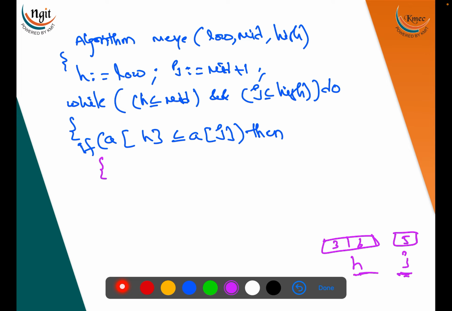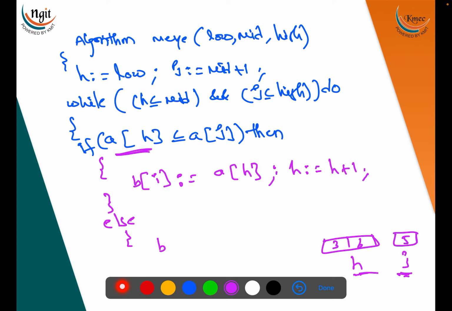Now when I compare these two elements, which element will fall into the other array? That is B of I is equal to A of H. Whichever element seems to be lesser will be placed into the new array. Now H is equal to H plus 1. Now the else part: if it is not true, A of J will get placed into B of I, and the same J value will get increased by 1. This will get repeated until your values are finished.